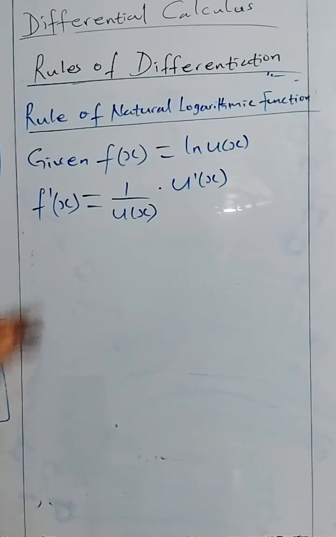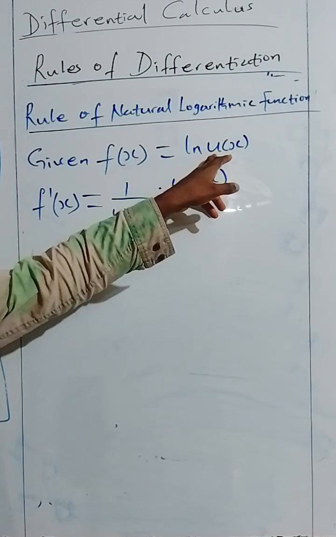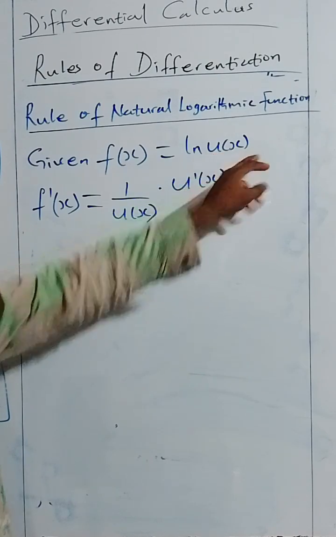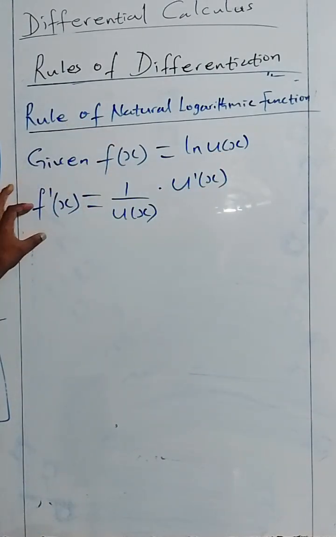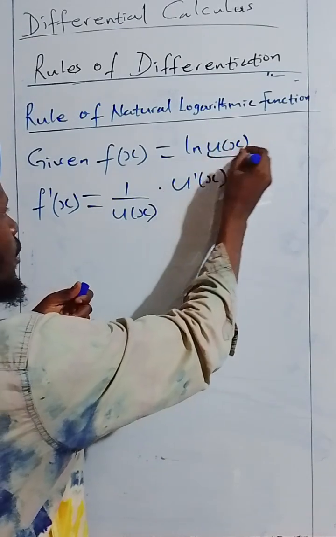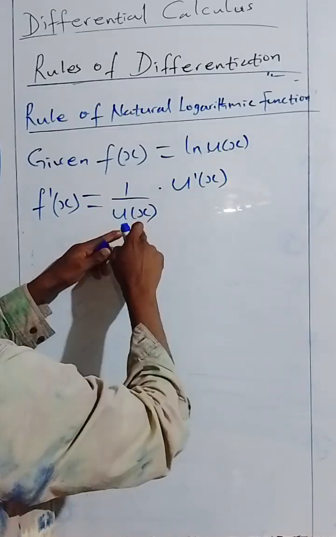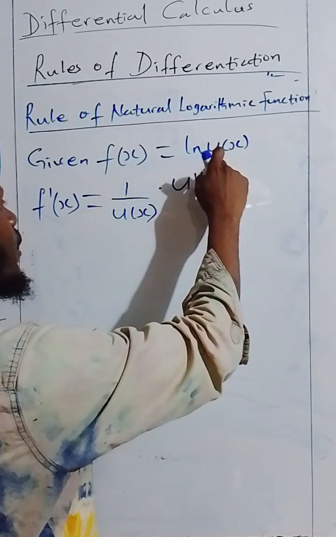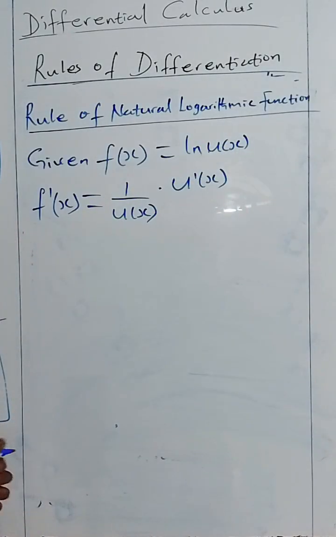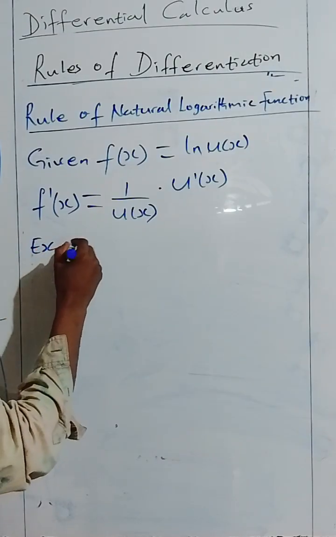So in other words, given f of x equals ln, that is the natural log of a function u of x, the derivative of this function is equal to the reciprocal of this function, that is 1 over u of x, multiplied by the derivative of the function itself. Now let's take a look at some examples.